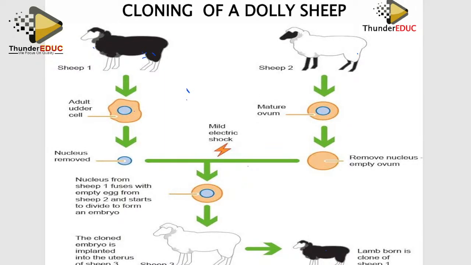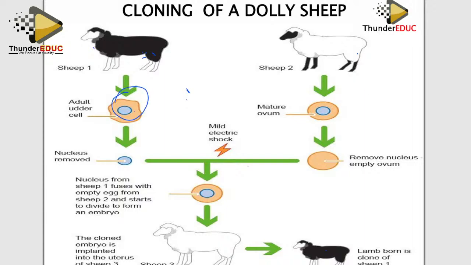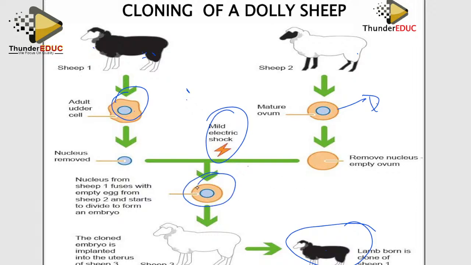The first question is this. Why did we use the nucleus of this sheep, not this sheep? It's because we wanted the characteristics of sheep 1, isn't it? Which method do we use to combine the two? We use the mild electric shock. Why did we keep the shell of sheep number 2? Because we obtained an ovum. Therefore, the resultant structure should look like an ovum.